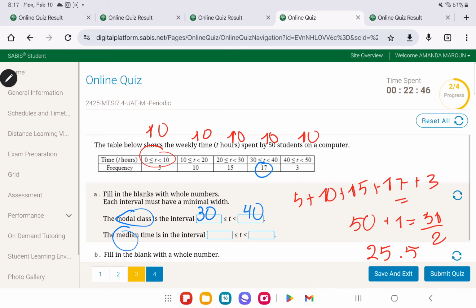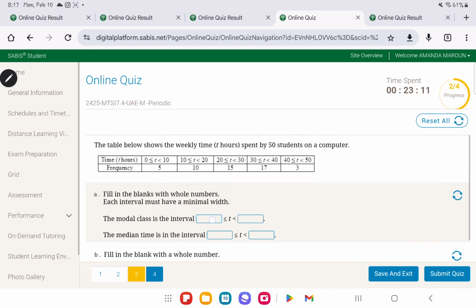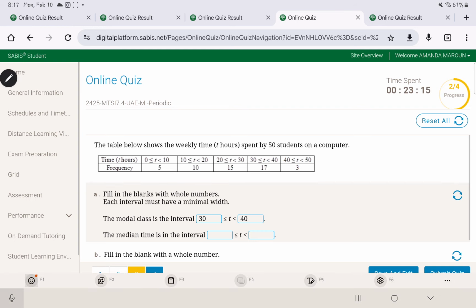Now what we're going to find is the cumulative frequency. To find the cumulative frequency, we're just going to add. So 5, then 15, then 30, then 47, then 50. Now 25.5 definitely falls in this interval over here. So the median time is in between 20 and 30. So let me just fill it in. Here it is 30, 40, and then here it is 20, 30.